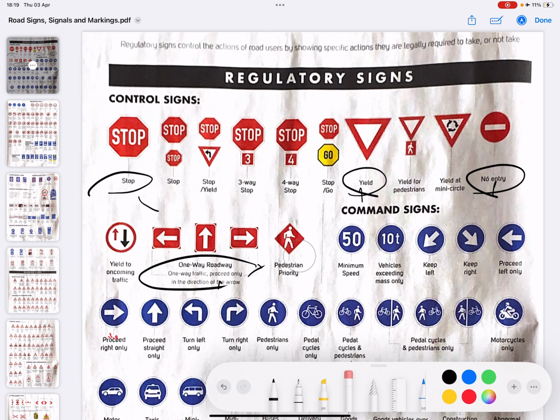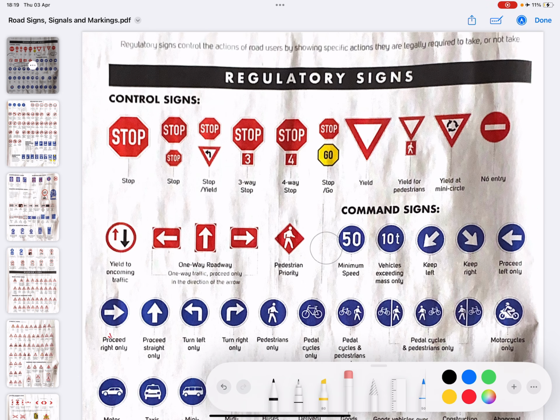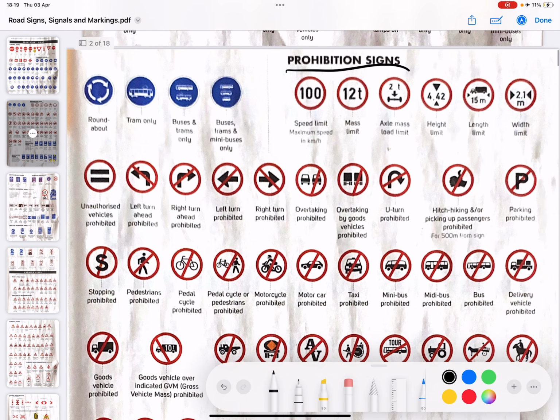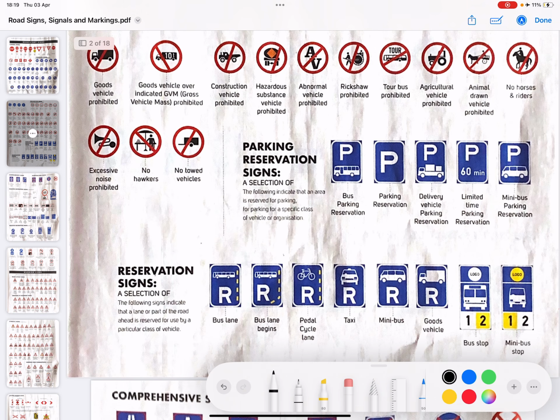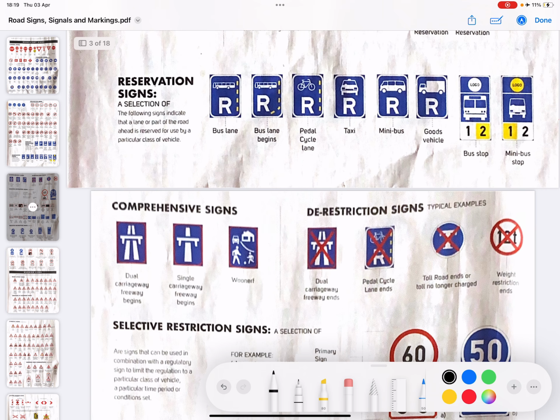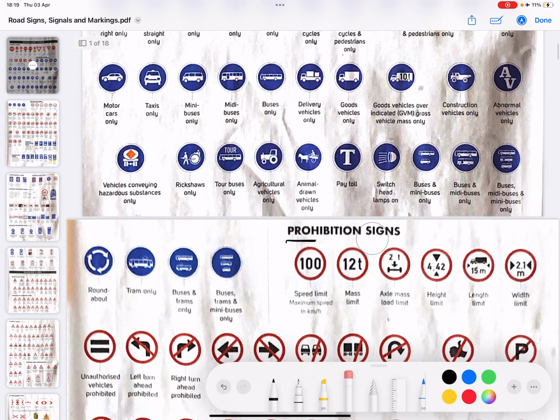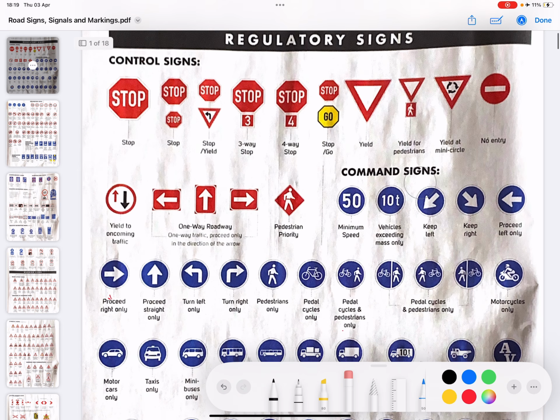All right, they are not of the same shape. So they are the only signs that are given in different shapes. Look at command signs. Command signs, they have one shape. Prohibition signs, one shape. Reservation signs, one shape. Comprehensive signs, one shape.